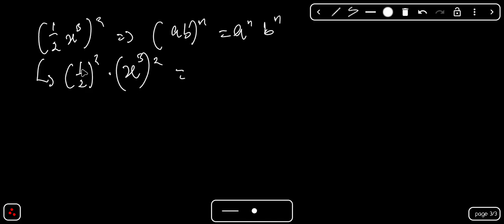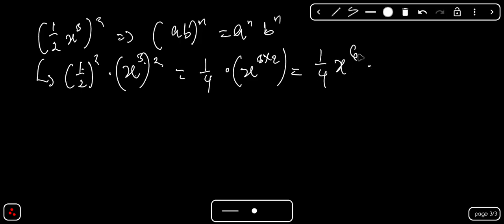Okay, so 1 over 2 raised to the power of 2 will give us 1 over 4. Then multiply by x raised to the power of 3 multiplied by 2. So this means x raised to the power of 3 multiplied by 2. Okay, and 3 times 2 will give us 6. So we have 1 over 4 and x raised to the power of 6.